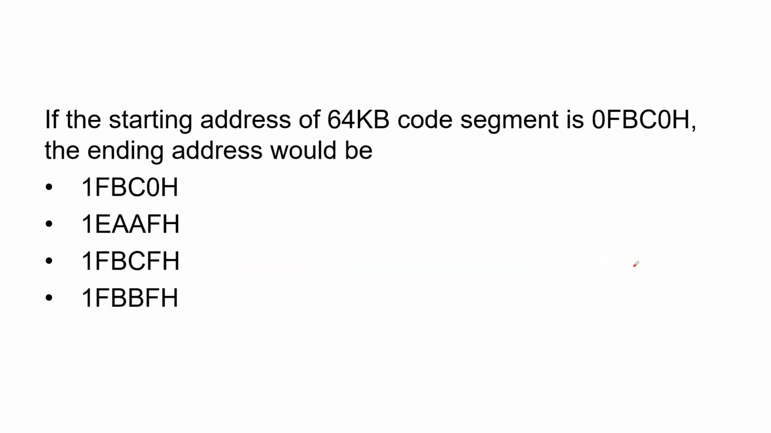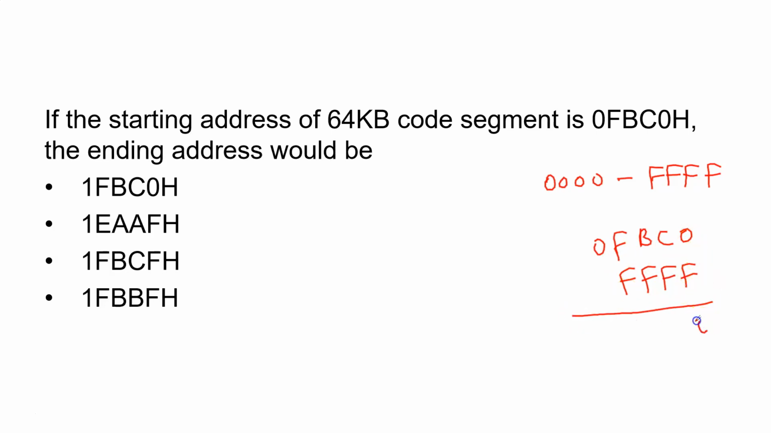If the starting address of a 64 KB code is 0FBC0, the ending address would be? A 64 KB range can be given as 00000 to FFFFF. The starting address is given, so in order to obtain the ending address, we add FFFF to this value.